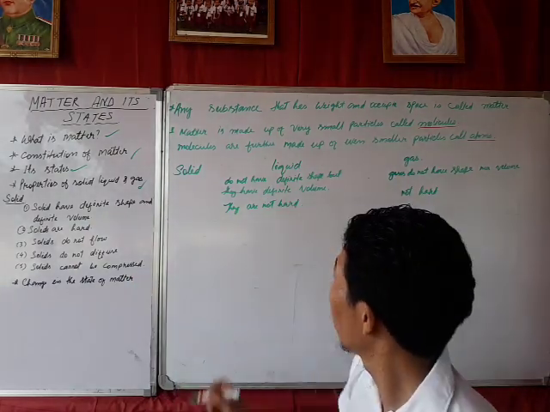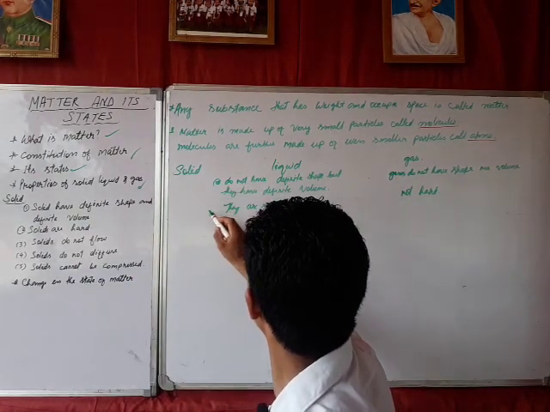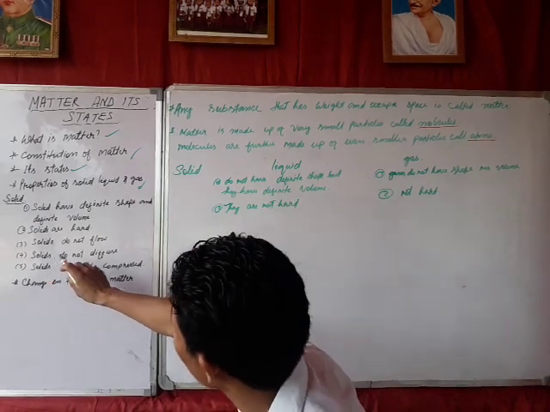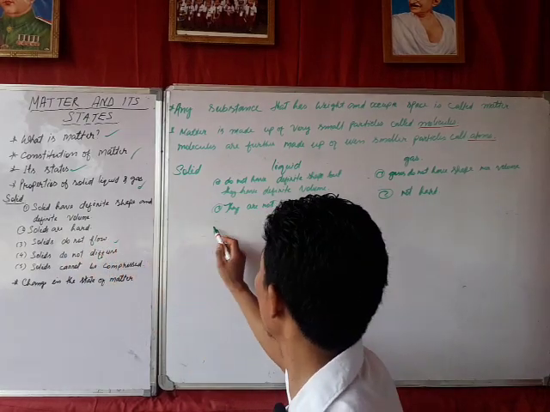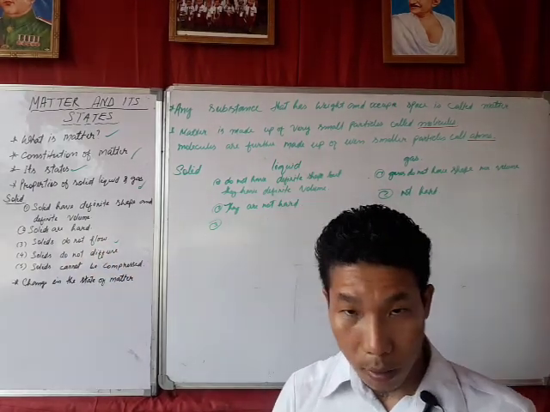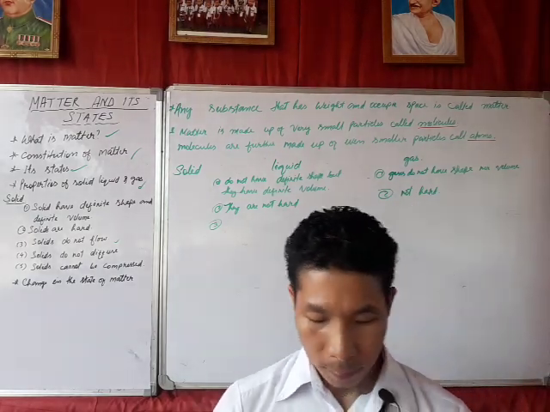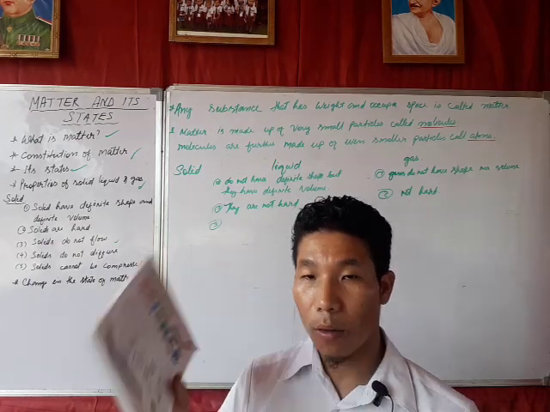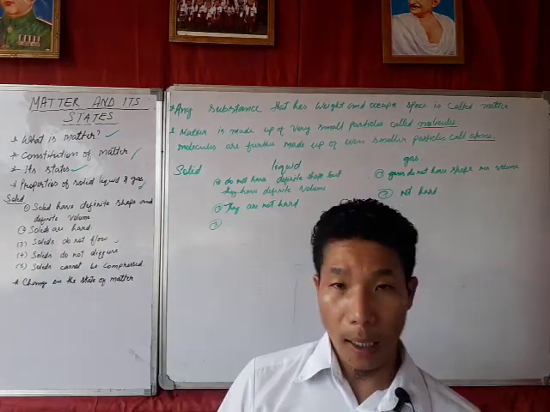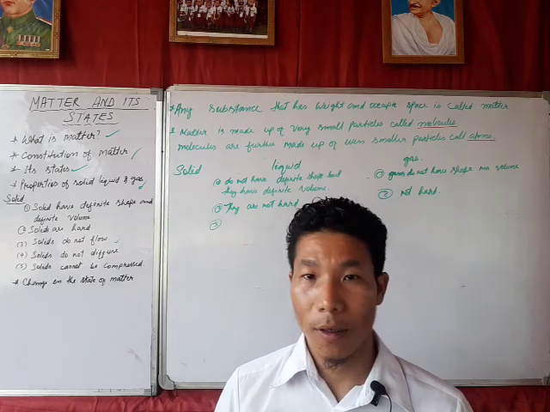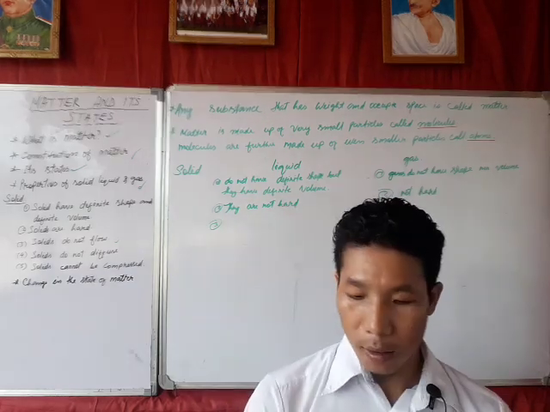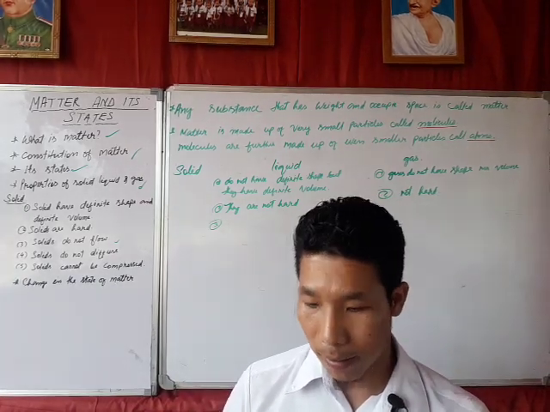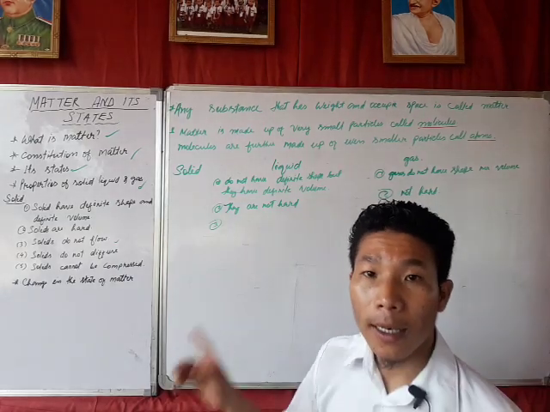Now, let's point this number 1, number 2, number 3 is what? Solids do not flow. Suppose you think of your textbook, just keep it on a table, does the textbook flow or not? No, never. But if you take water and keep it on a table, will it flow or not? Correct. The water flows. So liquids flow.